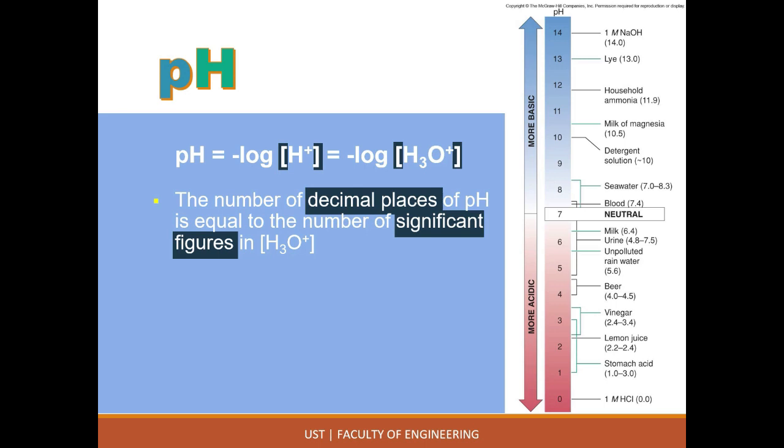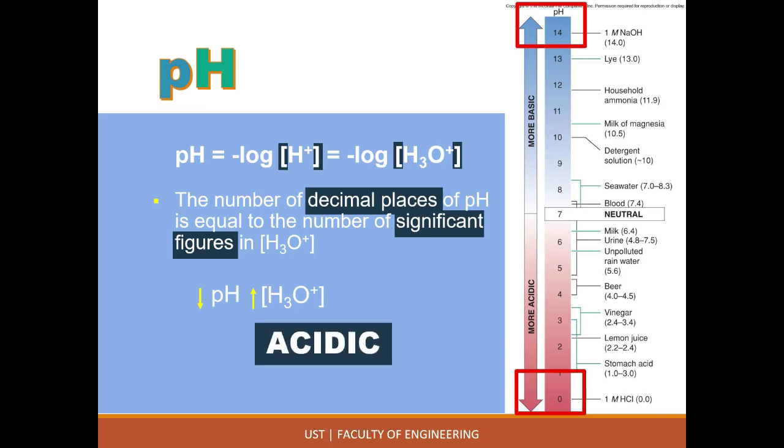pH is generally a number from 0 to 14, where the lower the pH value, the higher the hydrogen concentration. Therefore, acidic solutions have lower pH. The figure on the right depicts a pH scale where common acids and bases are identified. More acidic solutions have lower pH, such as 1 molar of HCl.